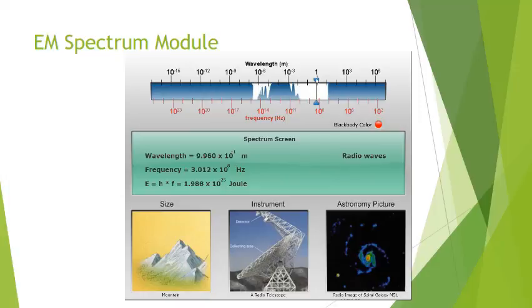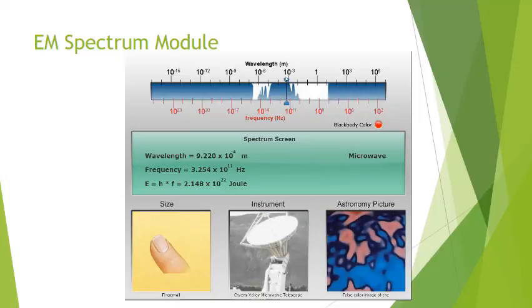So let me go ahead and slide. Let's slide to the left. So notice what's happening. My wavelength is getting smaller and smaller, and the frequency is getting larger and larger. But if I multiply the wavelength times the frequency, I'm still going to get the same value. So notice what's happened now.